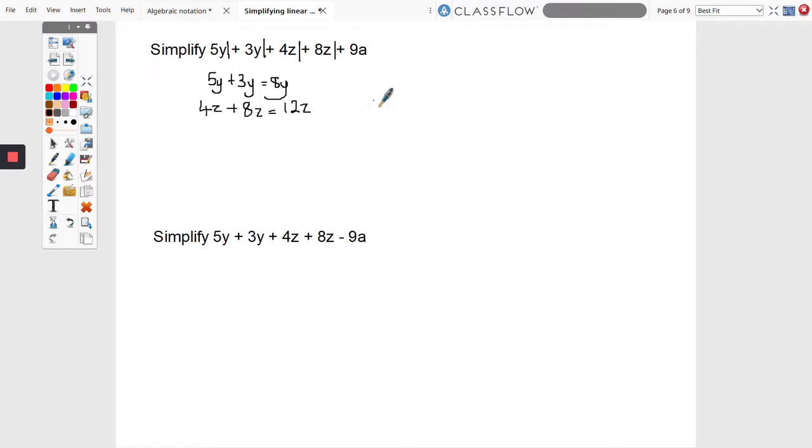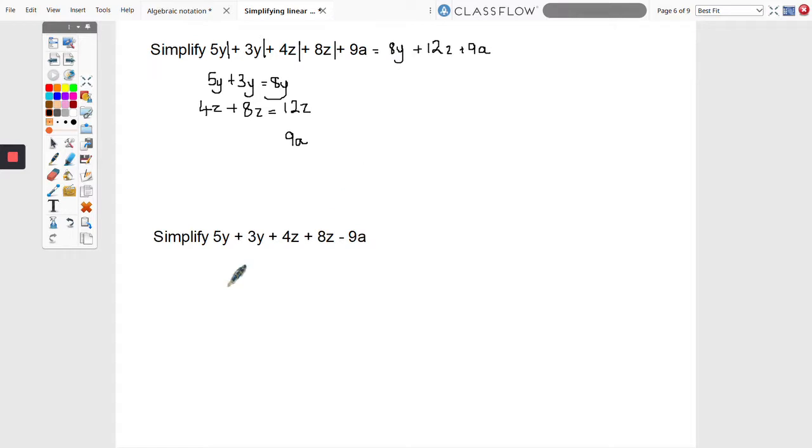And then I just have that 9a there on its own at the end. So I haven't got anything to add or subtract that from. So that will just remain as a positive 9a. So my simplified expression will be 8y, add 12z, add 9a.